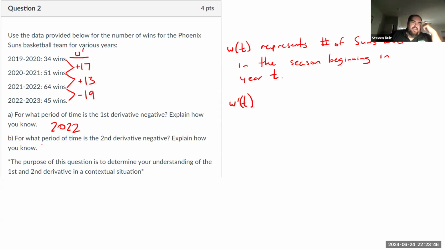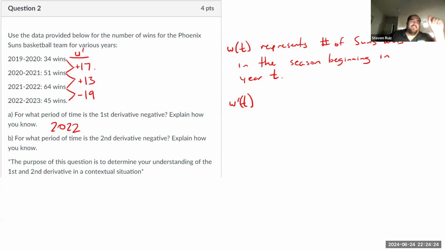All right, part B, for what period of time is the second derivative negative? What does the second derivative tell you? The second derivative tells you the rate of change of the rate of change. So now what's happening between these rates of change? Between the first two seasons, I increased my win total by 17 wins. Then between the second and third seasons, I increased my win total by 13.